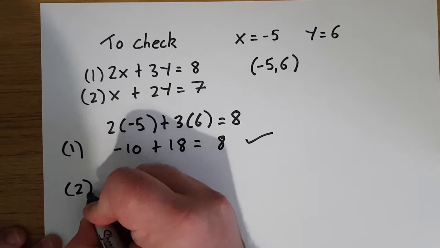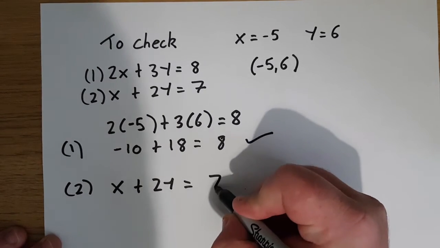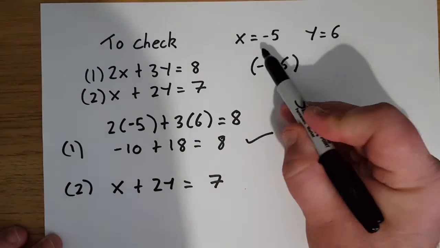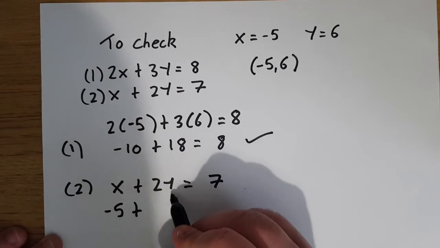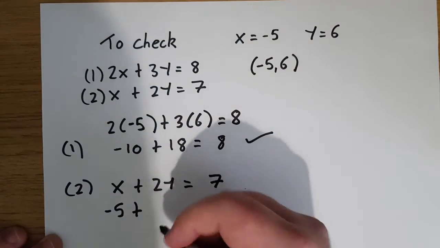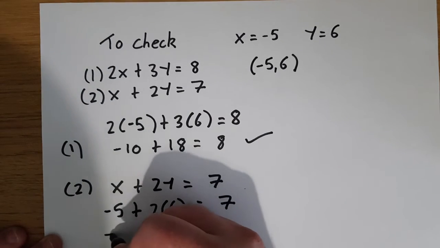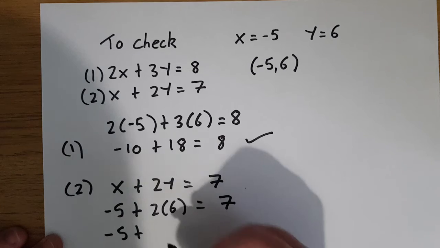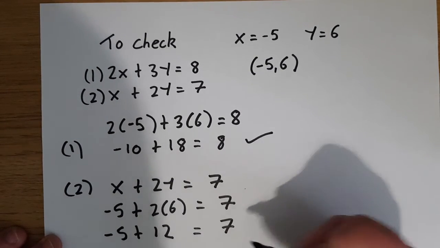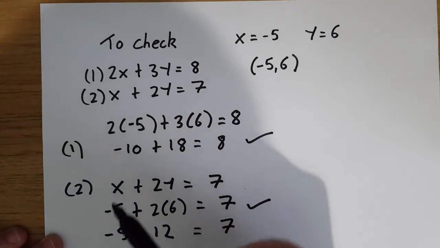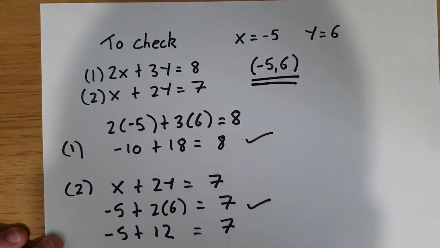Now equation 2 is simply x plus 2y equals 7. Again, we plug in x as minus 5. So minus 5 plus 2y. Now we know that y is 6, so that's 2 times 6 equals 7. So minus 5 plus 2 times 6 is 12. So 12 minus 5 gives you 7. And there we go. Equation 1 and equation 2 hold true for the answer minus 5, 6. And that's us.